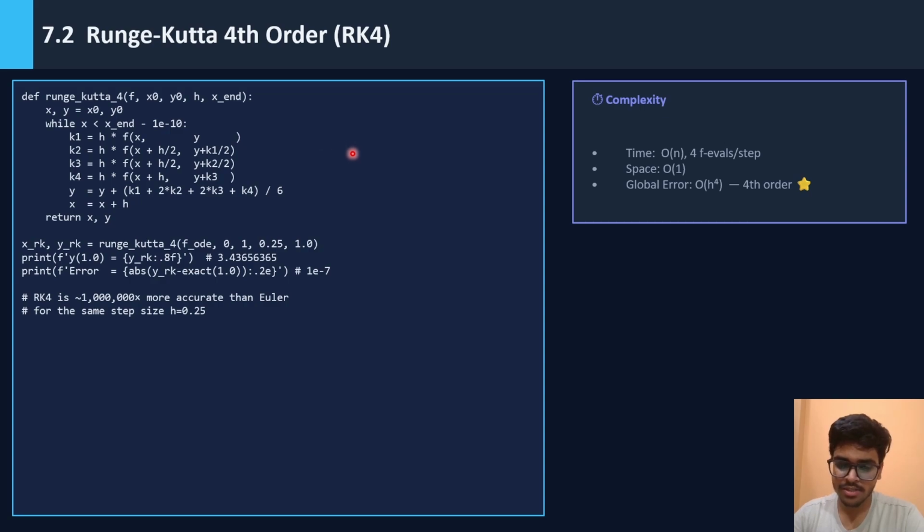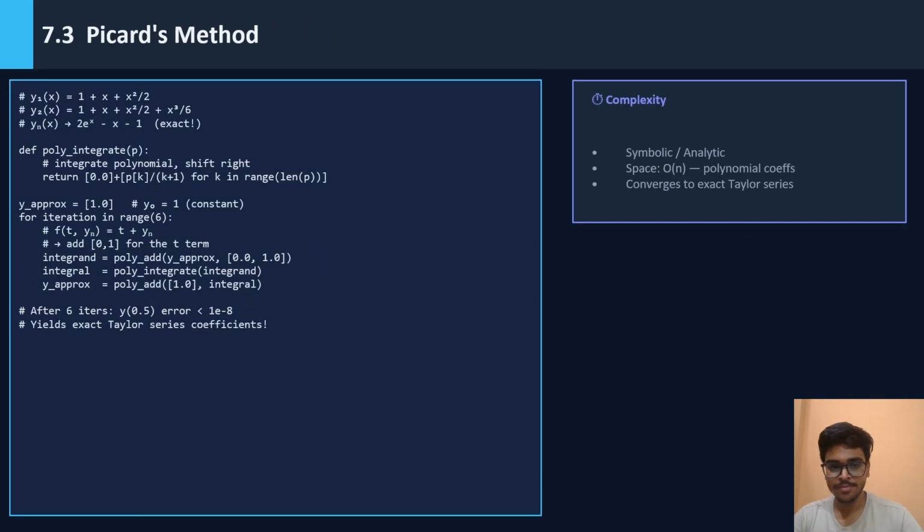The time complexity is O(n) with 4 function evaluations per step. The space complexity is O(1). The global error is O(h to the power 4), making RK4 much more accurate than the Euler method.